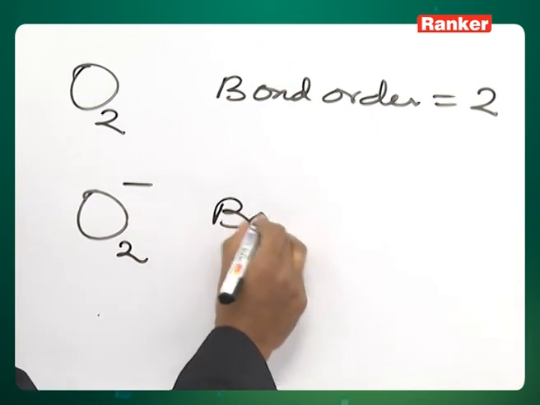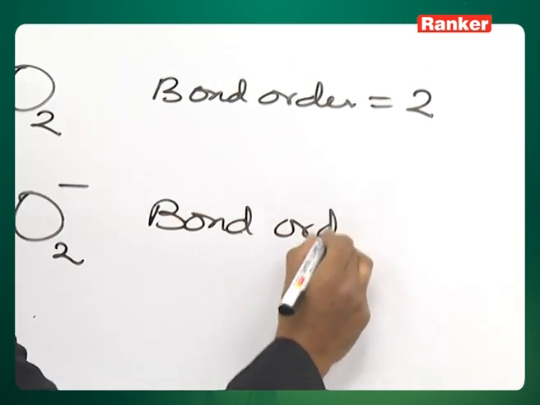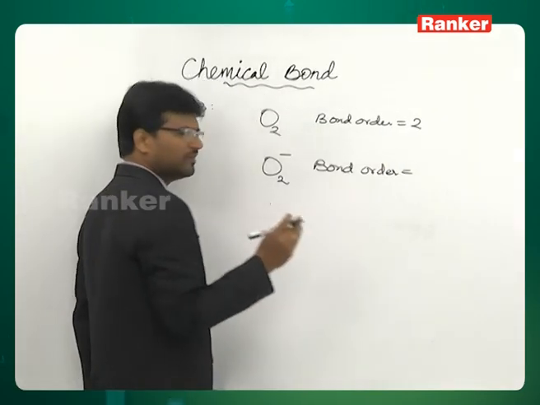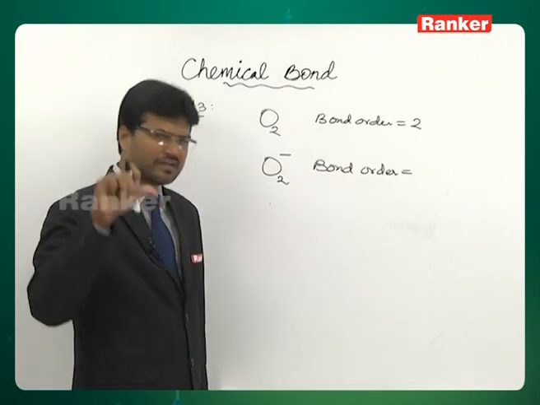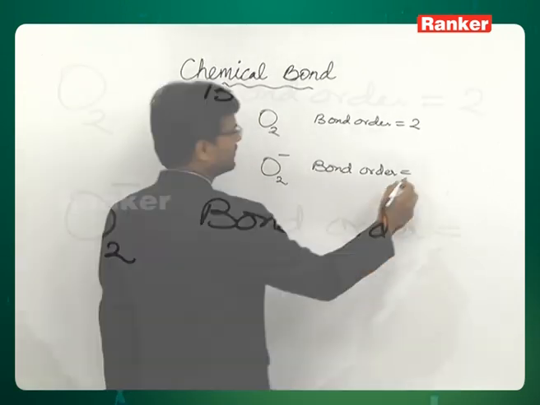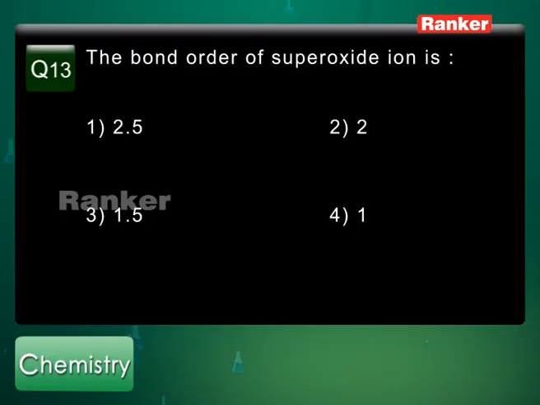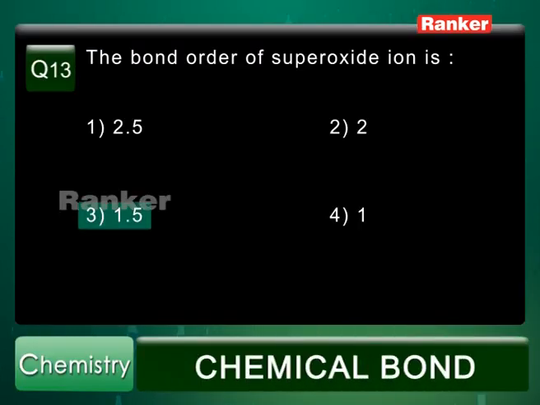Each electron entering into antibonding will decrease bond order by half unit. So this will become 1.5. So the correct answer is third option, 1.5.